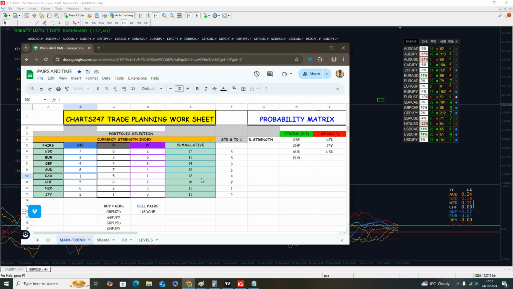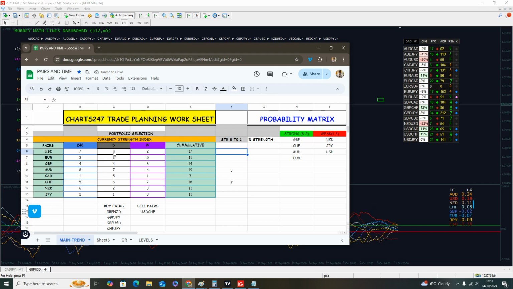So we have our cumulative numbers here: 19, 18, 17. Australia is the strongest, followed by the Swiss franc, followed by the US dollar.